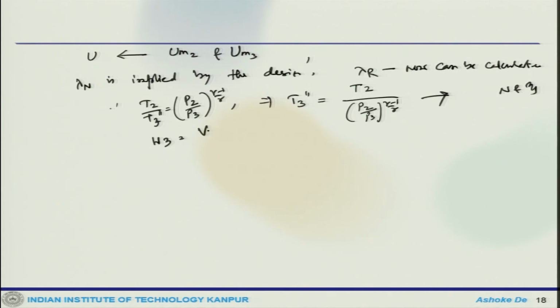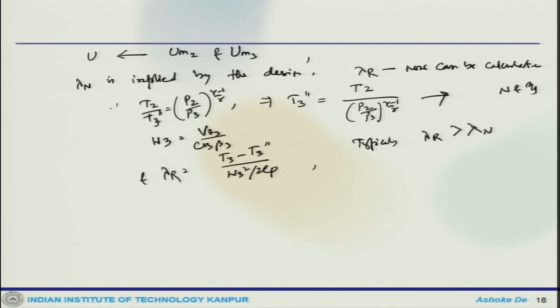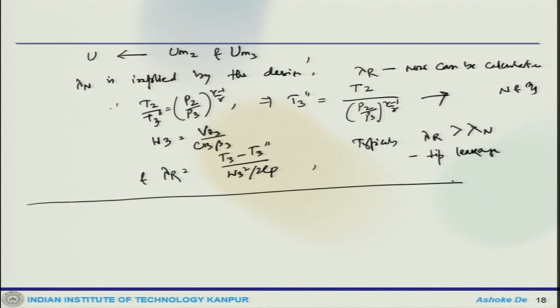Now, W3 is Vz3 by cos beta 3, and lambda r would be T3 minus T3 prime, times Cp, divided by W3 square by 2 Cp. Typically, lambda r is greater than lambda n due to tip leakage loss in the rotor blades. Okay. So, this is how we get this done.